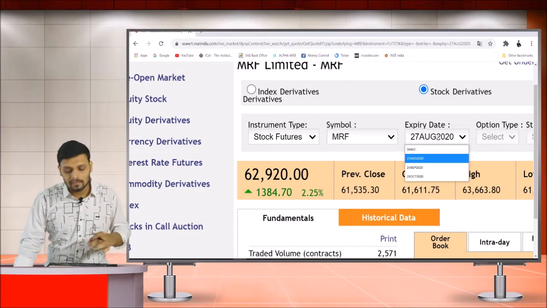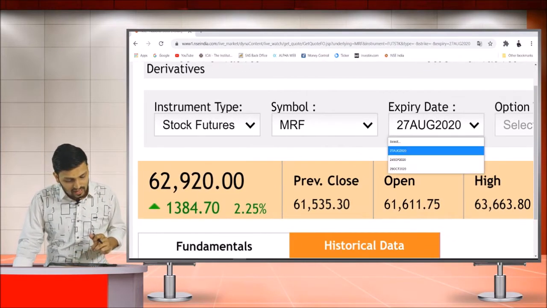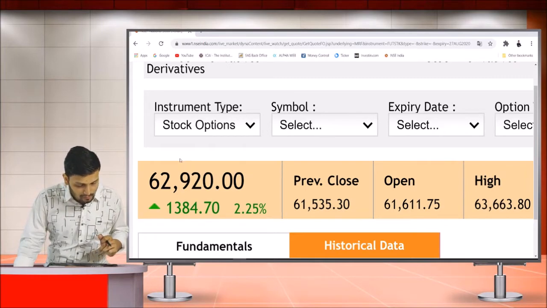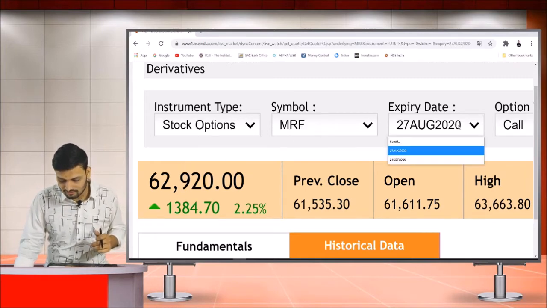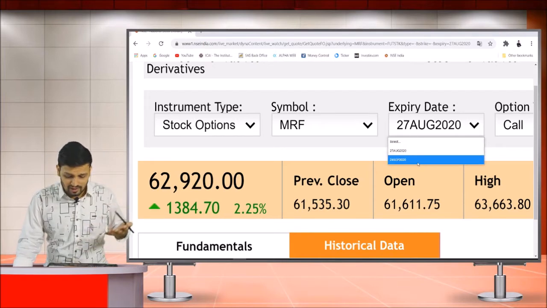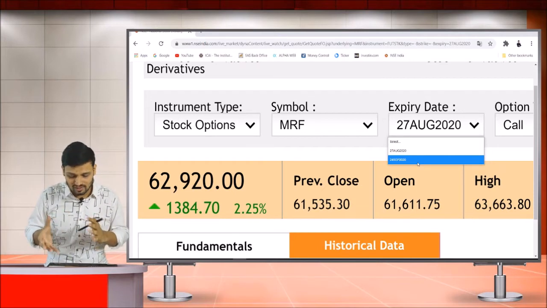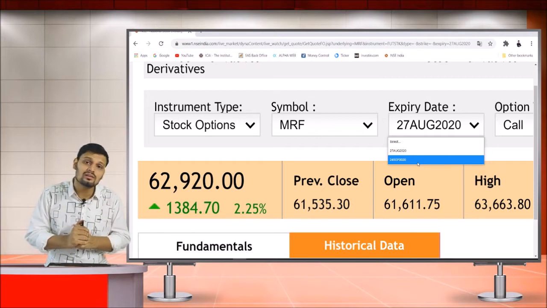As you all know, there will be three expiry dates. I will just like to take stock options here. Click on stock options, MRF. Okay, right now there is only 2 months expiry, but generally there should have been 3 months. I don't know, because of some error in the website, probably they are not showing you the third month options.